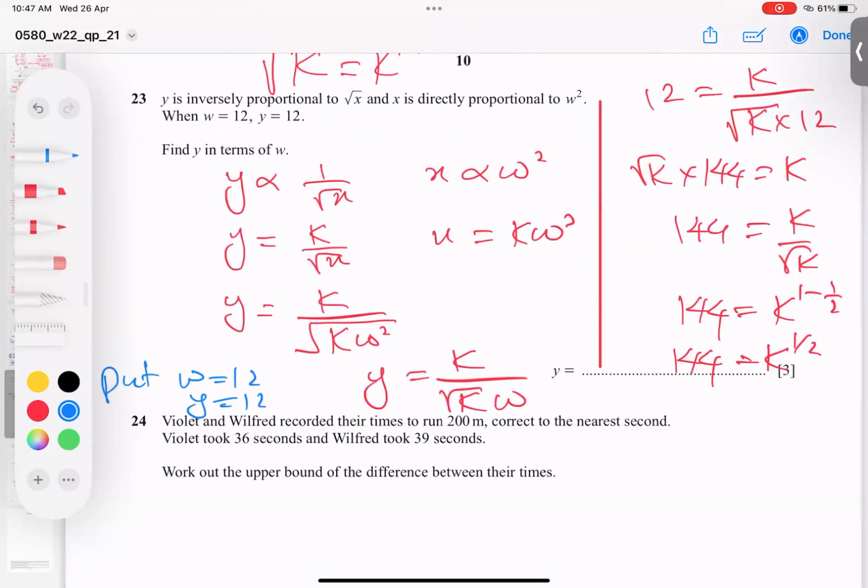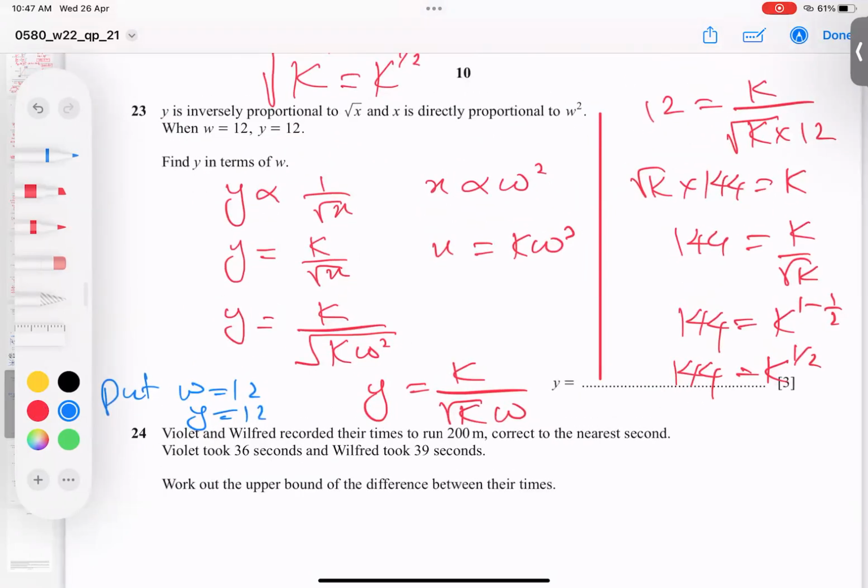Some mistake is there. Wait a minute. Let me check. Yeah, k over root k. This is correct. Half minus 1 is a half. Yeah, squaring both sides. So yes. Or I can make it easy for you.